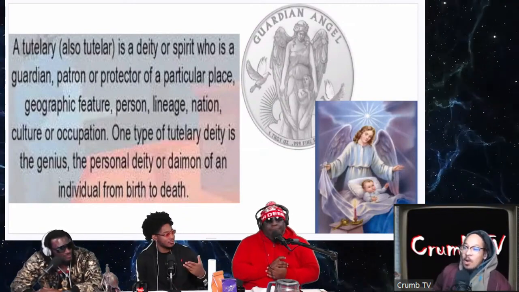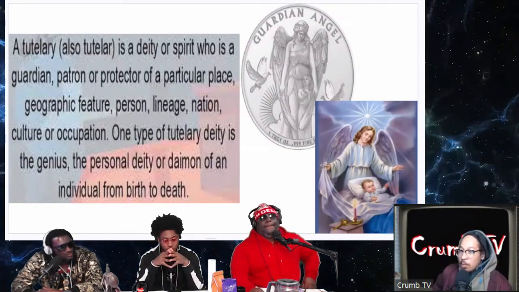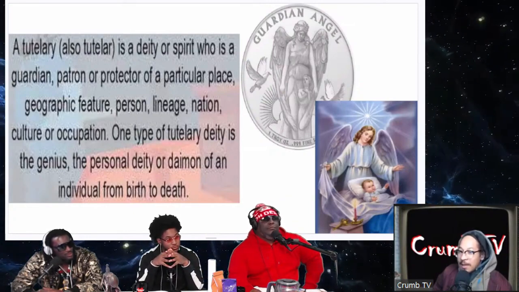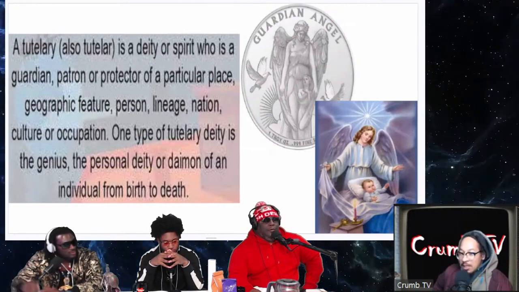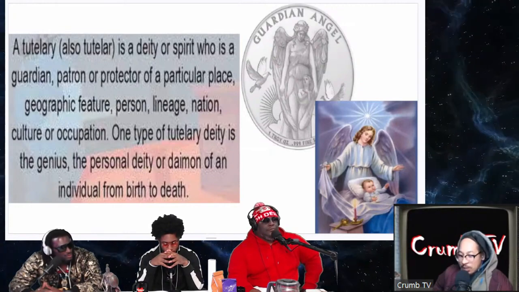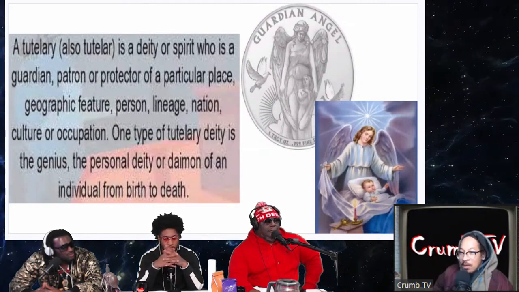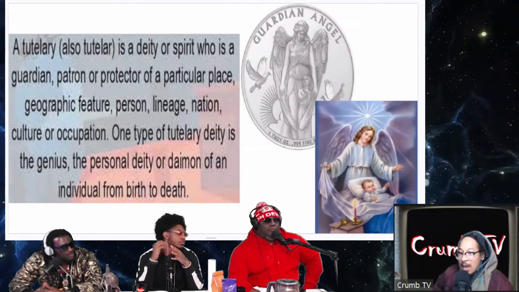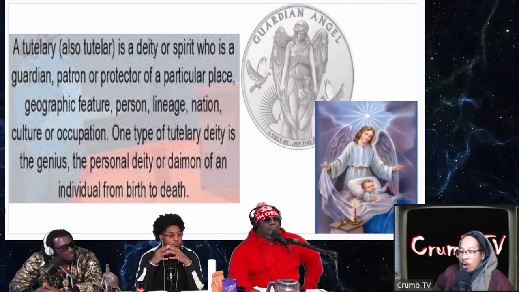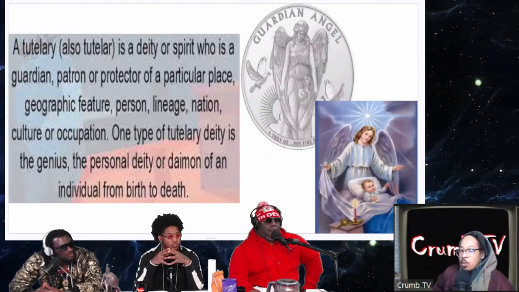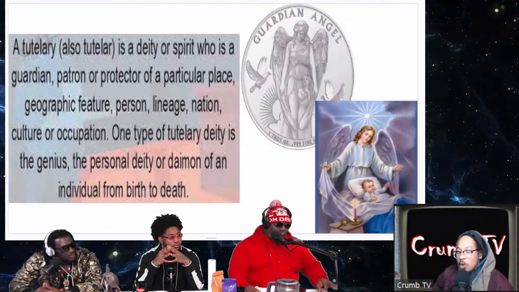Right. One type of tutelary deity is the genius, the personal deity or daemon of an individual from birth to death. So now when you're dealing with a genie, genies grant wishes, or a genius can answer any question. Another demon, which is a tutelary deity or spirit, is going to be from Dragon Ball Z. When you get all 7 Dragon Balls, you will summon the genie who will grant any wish, or you will summon the genius who will answer any question.